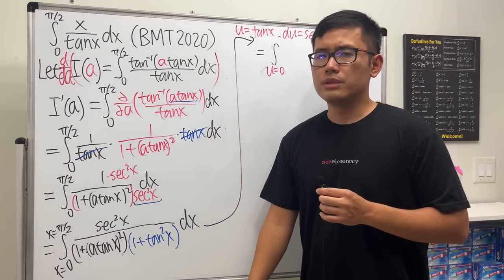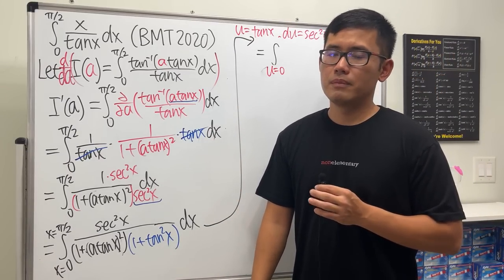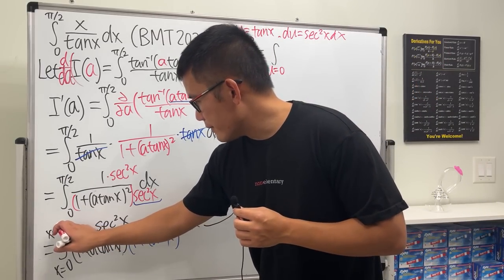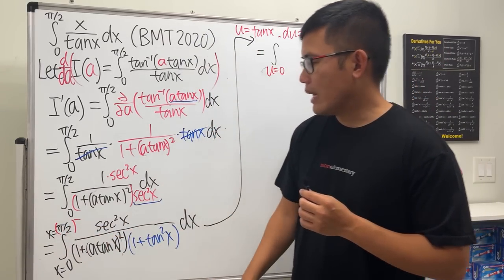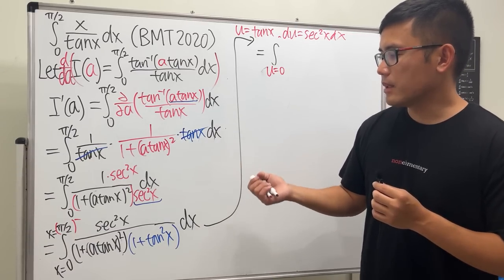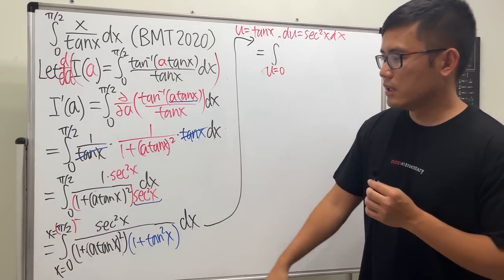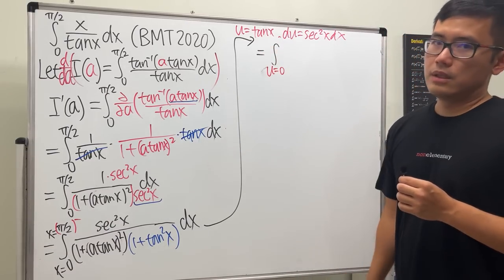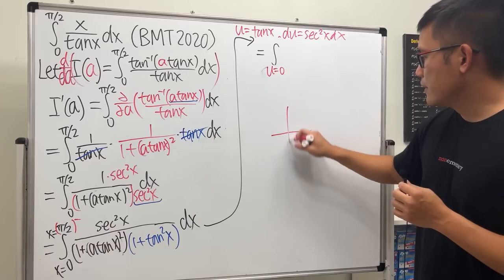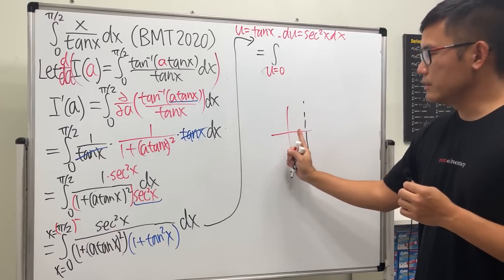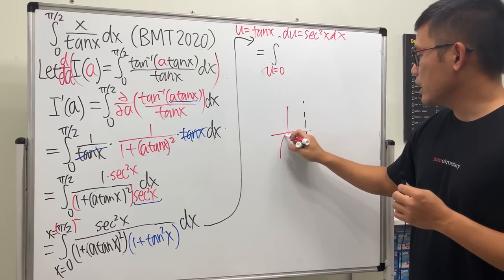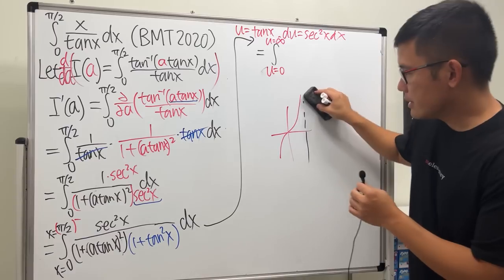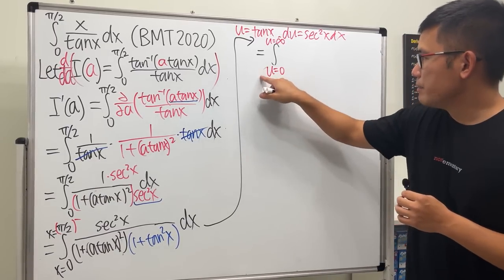But tangent of pi over 2 is not defined. Don't worry. As I told you, this is an improper integral. Technically, we should take the limit. So we will have to say that's the limit as x approaches pi over 2 from the left-hand side. So that's why we have the pi over 2 with a minus. And when you do that, tangent x, a little bit to the left, you see the curve will be going straight up. So u will be going to infinity. All right, so we did the change of the bounds.